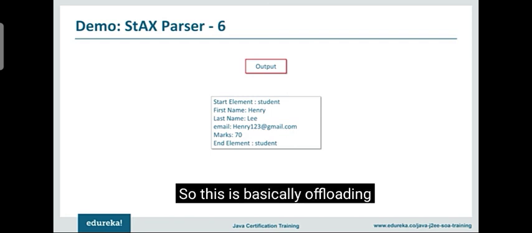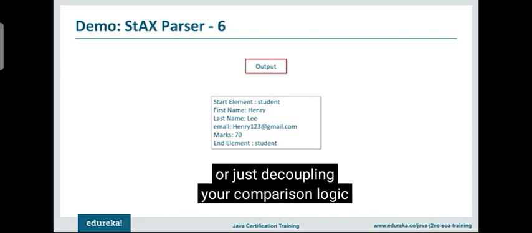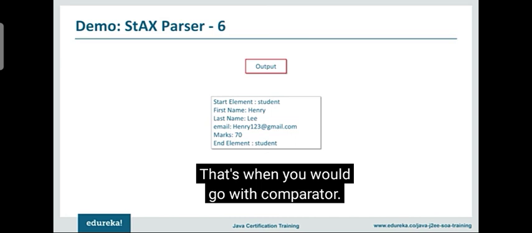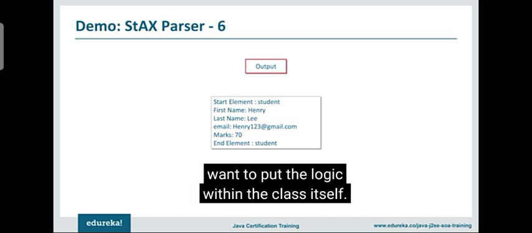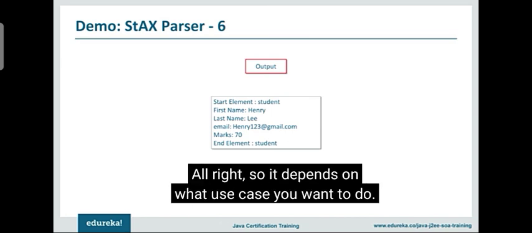So this is basically offloading or decoupling your comparison logic out of your class. That's when you would go with Comparator, whereas you would go with Comparable when you want to put the logic within the class itself. So it depends on what use case you want.